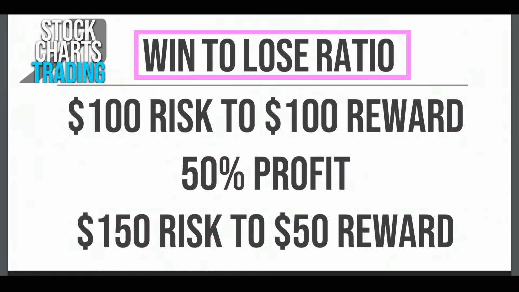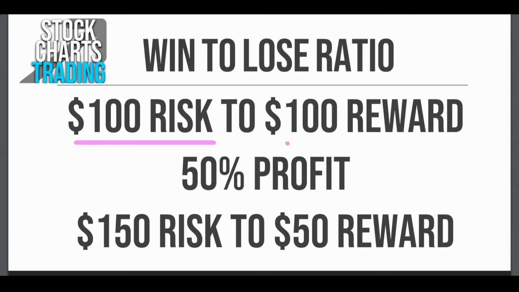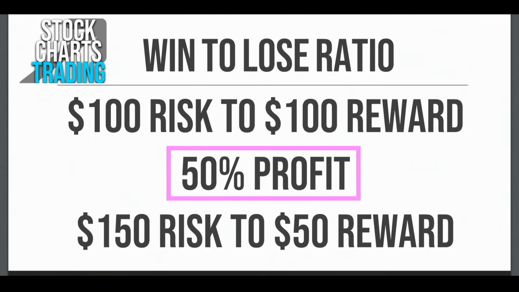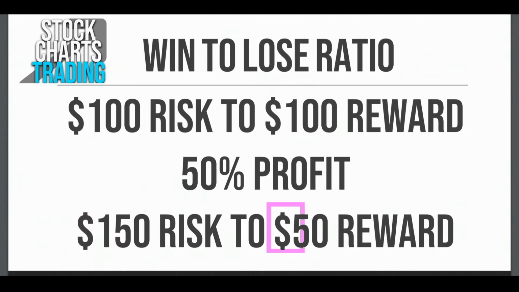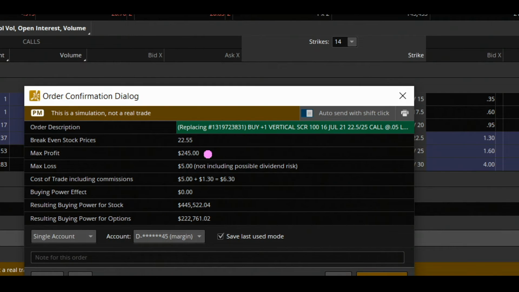But just remember, your win to loss ratio is changing. You started out with a 1-to-1, meaning $100 risk to $100 reward. When you met the 50% profit, you now had $150 at risk potentially to only make a $50 reward. And what I mean by that is, even though you can capture $45 more, what if price skyrocketed from here? That means this $245 profit would evaporate.